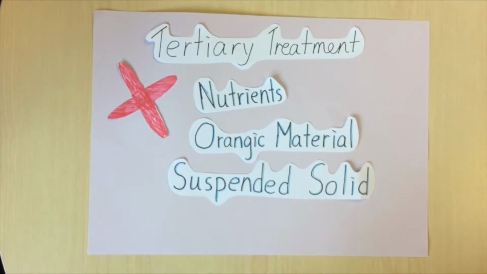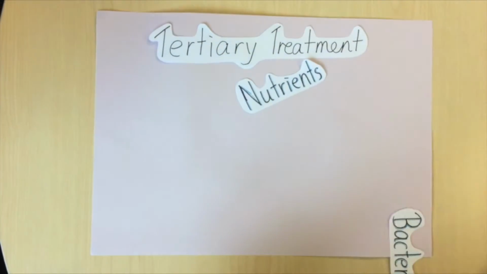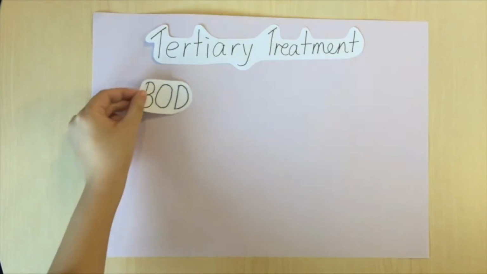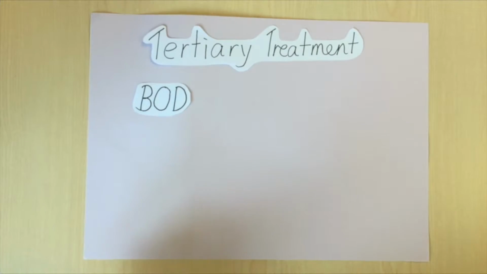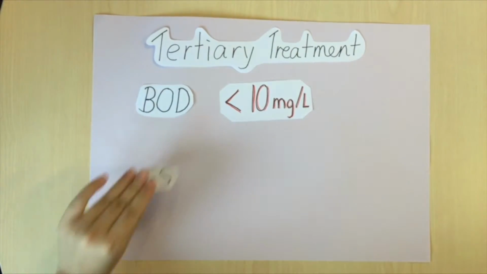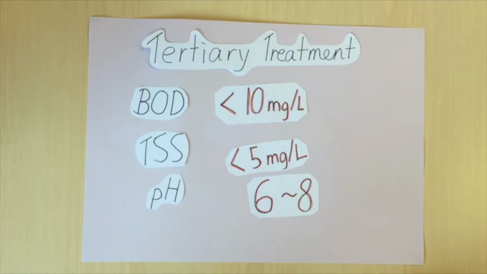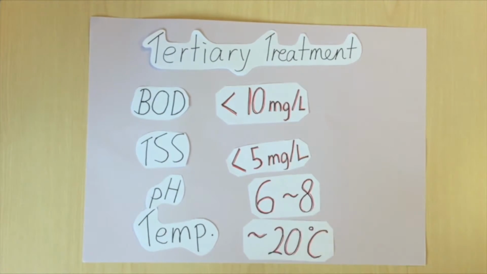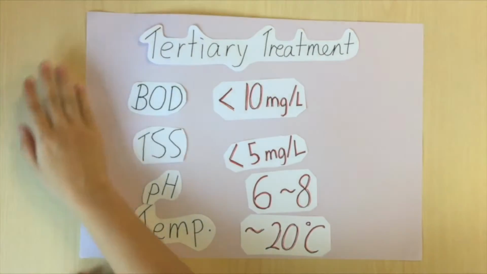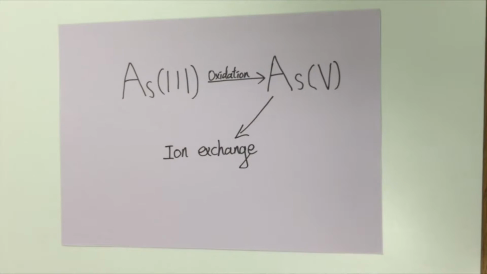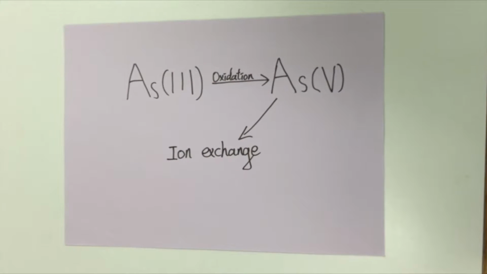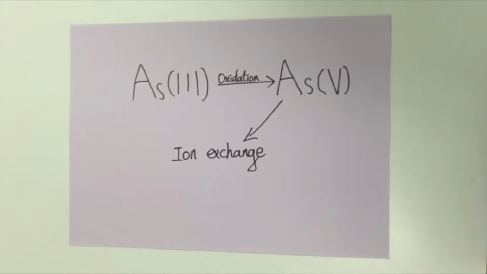It also ensures that no bacteria remain and maintains a biological oxygen demand level less than 10 mg per liter, suspended solid level less than 5 mg per liter, pH range from 6 to 8, and 20 degrees Celsius in the outlet stream. After the tertiary treatment, we will focus on how to remove the arsenic in the water.